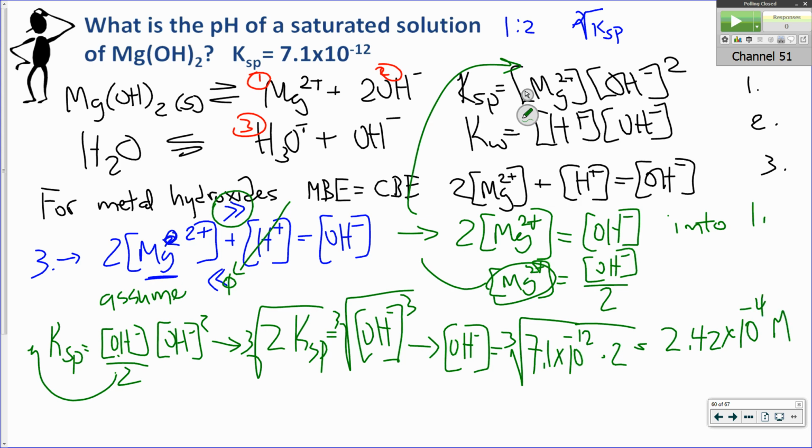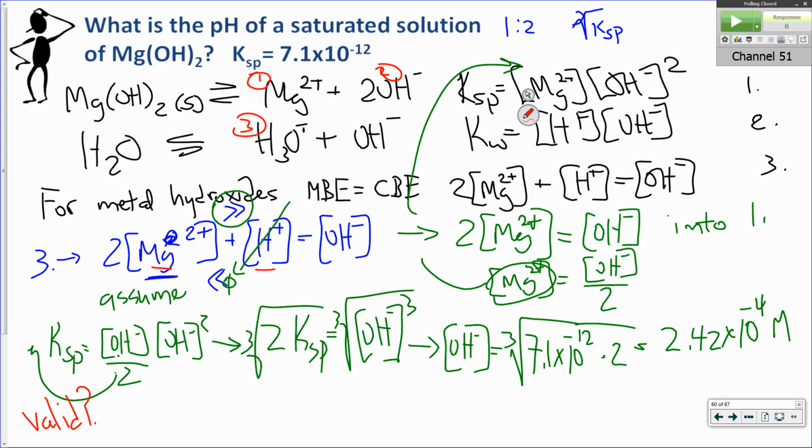Okay, so now I need to go back, and before I solve for what the pH of that is, I need to see, was my approximation valid? So this is the method of approximations. So I need to ask the question, was what I tried valid or not? Okay, so I said that 2 times the magnesium was much, much greater than H plus. That's what I did to simplify this equation.